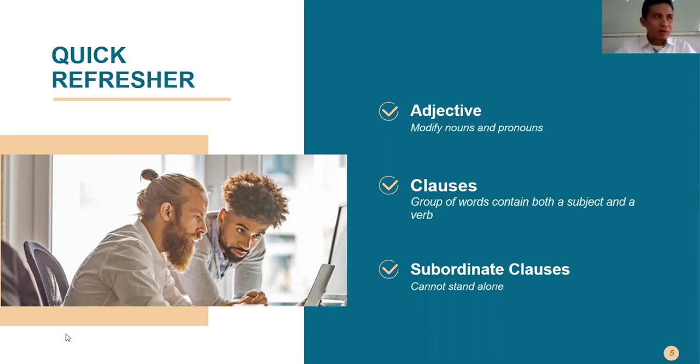Also something you have to remember is the subordinate clause, or dependent clause, which cannot stand alone. It has a subject and a verb or predicate, but the sentence cannot be understood well on its own. It needs another clause or sentence to give a full meaning.